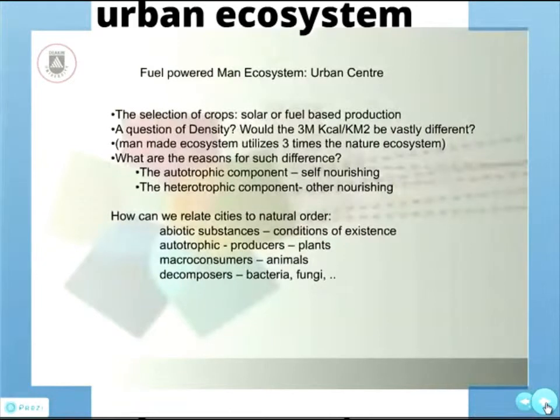So in a fuel-powered man-made ecosystem, we have to think about a lot of variables that affect this figure of 2 million per square kilometer. Of course, density is a very important factor, but also what we're going to do within our ecosystem, within our urban system. How can we create a variety of ecosystems that range between the 20 and the 2 million? We saw that there.